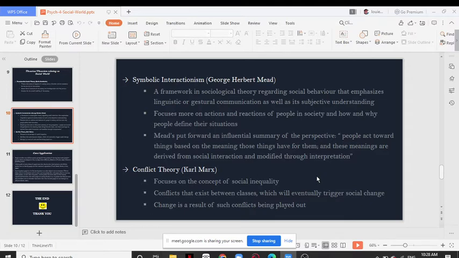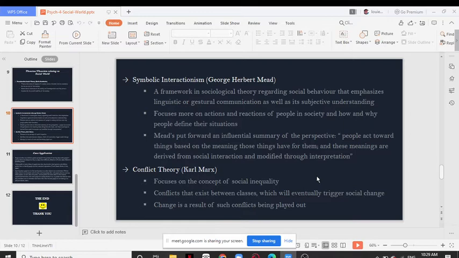Next, this focuses more on actions and reactions of people in society and how and why people define their situations. This means nga wala lang siya nag-focus sa symbols but also sa reaction and action sa isa katawo. So sa pag-observe nimo sa iyang action and reaction, makahimo or makabuo kag meaning or understanding kung anong naabot siya na ang sitwasyon. Mead's put forward an influential summary of the perspective. People act toward things based on the meaning those things have for them, and these meanings are derived from social interaction and modified through interpretation.